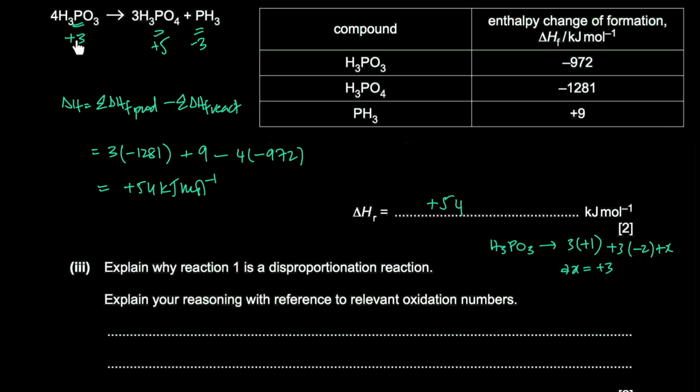So we can clearly see that phosphorus is undergoing both oxidation and reduction. It's being oxidized from +3 to +5 and is being reduced from +3 to -3. So why is this a disproportionation reaction? Because phosphorus is both oxidized and reduced. It's oxidized from +3 to +5 and reduced from +3 to -3 simultaneously.